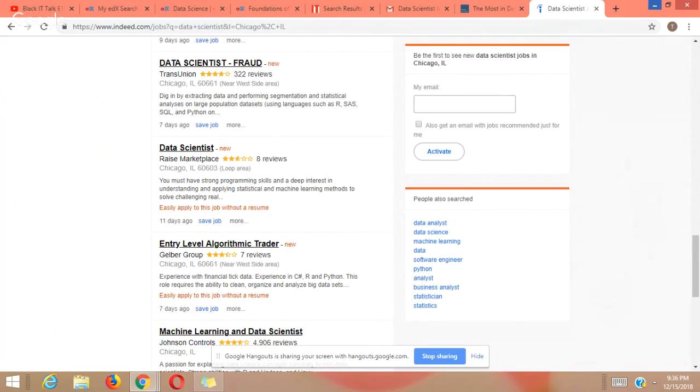TransUnion, a data scientist for credit. Remember I mentioned earlier that they use data scientists to detect fraud and anti-money laundering. So I mentioned that earlier. This is where it is. Let's look at some books.